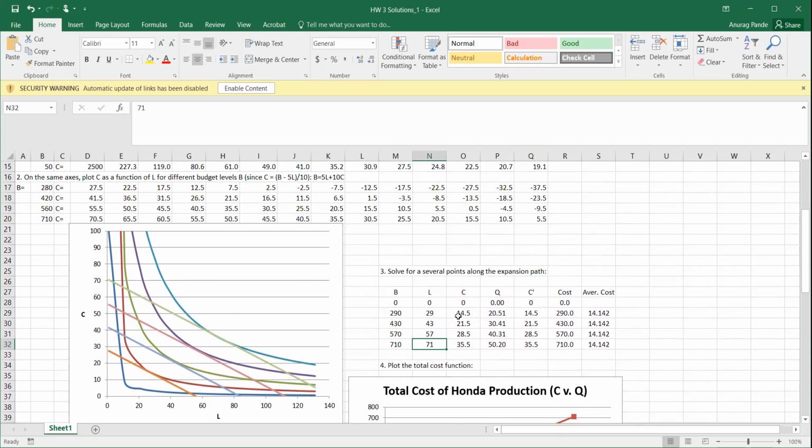So you could figure out if your budget is 290, your L is 29, and then based on that, you can figure out the C, and then based on that, you can figure out the Q. Once you know the Q, total Q produced, you can also figure out what the C is and your cost of producing. So you can then plot out this Q function, that I'm going to highlight here, and then the total cost function that I'm going to highlight here.